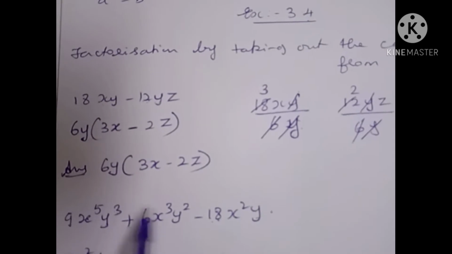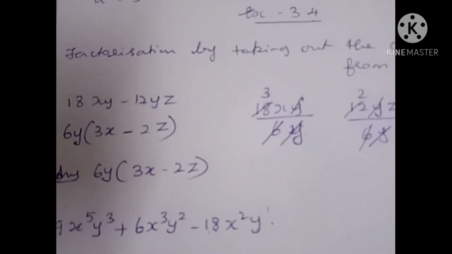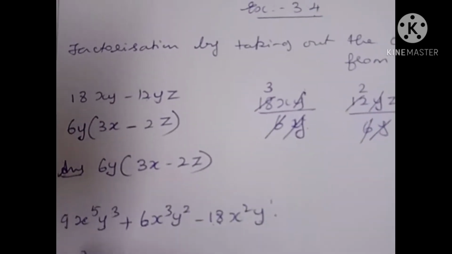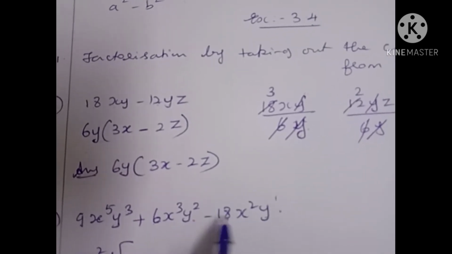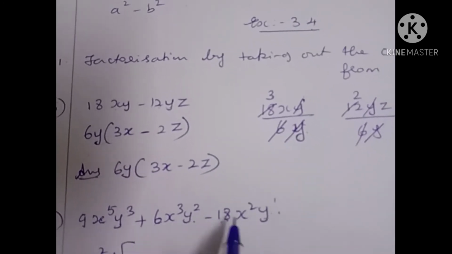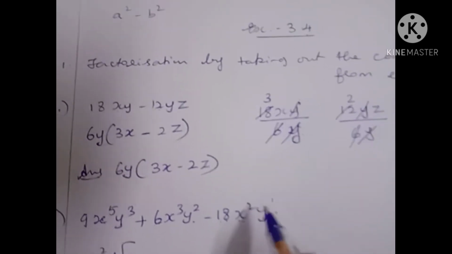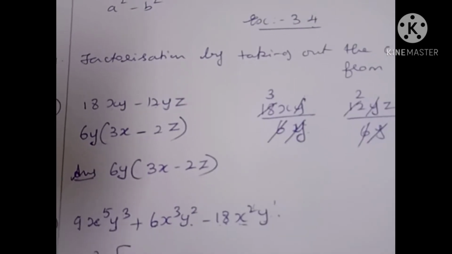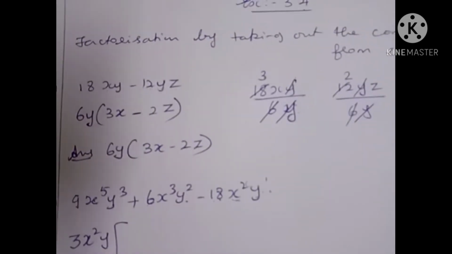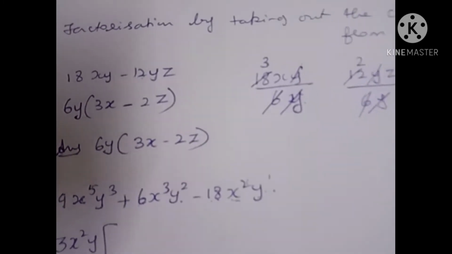If you see here 3, 2 and 1. So 1 is the least power. So you are taking y as common, because y is present in all the terms and x is also present in all the terms. Only thing you have to see is the powers; the one which is less, that you have to take as a common factor.